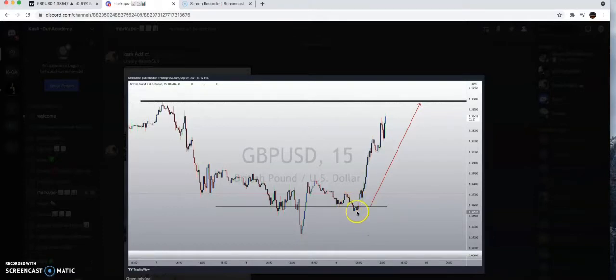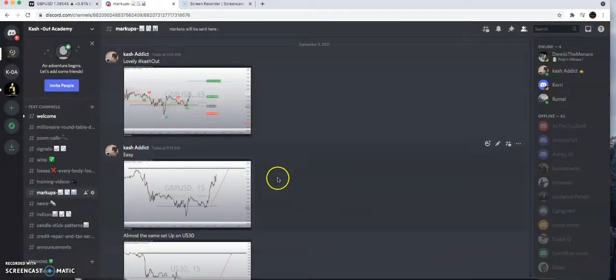So guys, yeah, I entered right here, and it just shot all the way up. No drawdown on this trade whatsoever. And that's how that went.